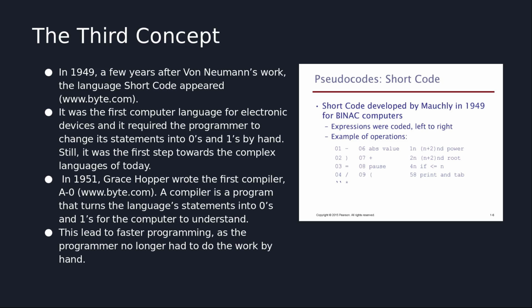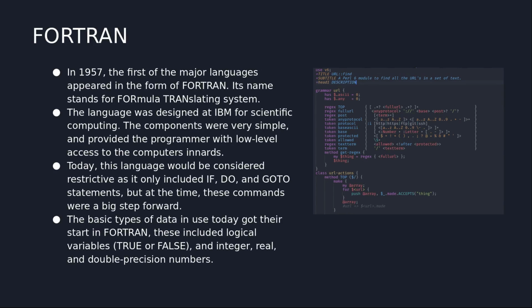In 1951, Grace Hopper wrote the first compiler, A-0. Now, this was a compiler, which is a program that turns the language statements into zeros and ones for the computer to understand. And this led to faster programming, as the programmer no longer had to do the work by hand, which is a good thing. And upgrading that would have been a nightmare back then. And now to the programming languages.